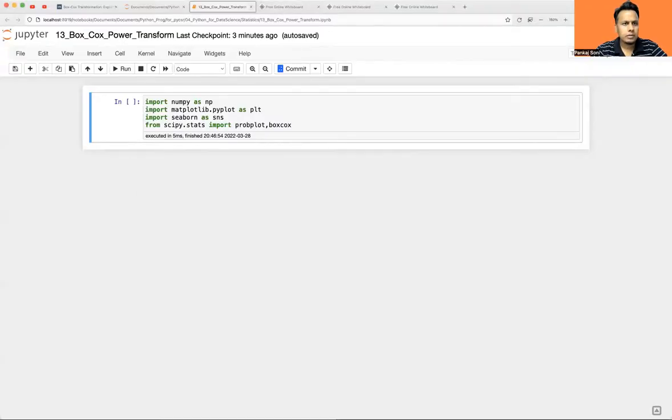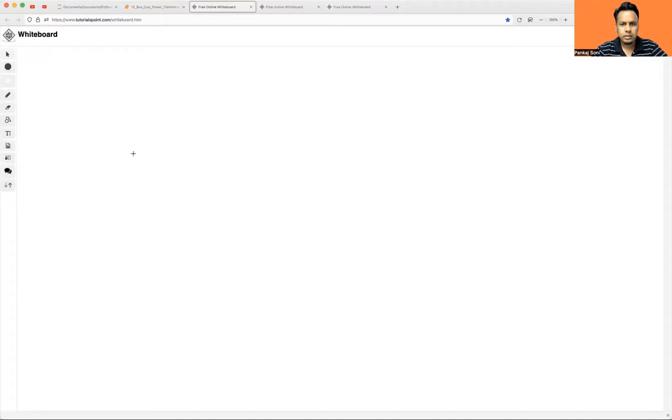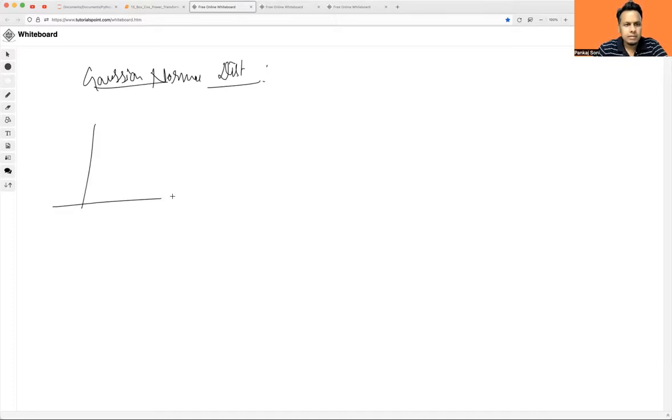Okay, so we have seen the Gaussian normal distribution, right? So what exactly was this telling? Basically, any data which is having mu, that is nothing but your mean, 0, and variance is nothing but 1, and which exactly looks like a bell curve. That is nothing but your Gaussian normal distribution.